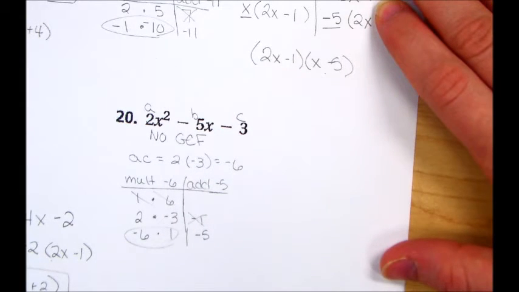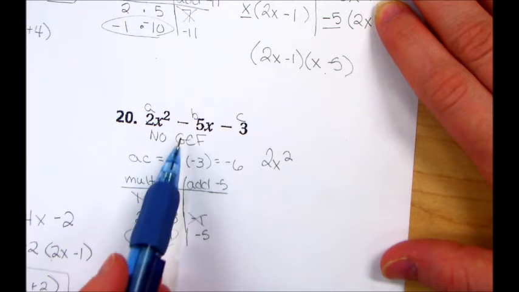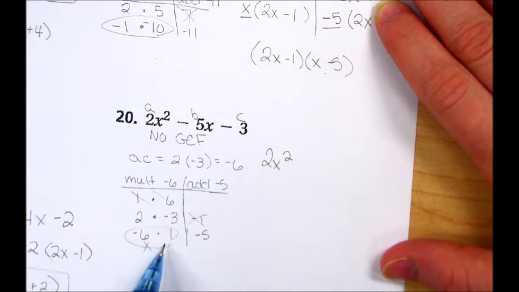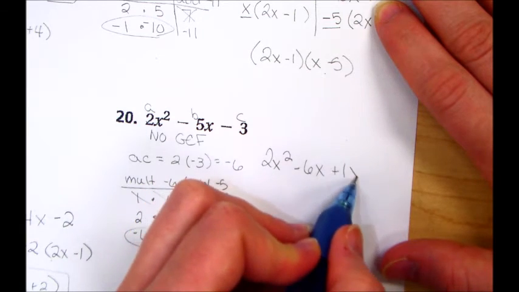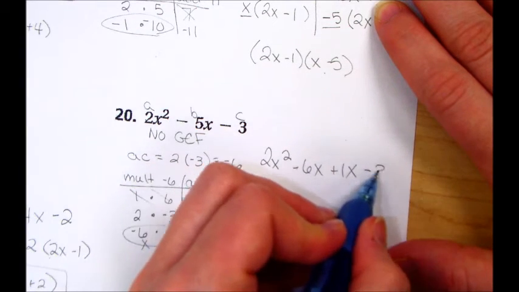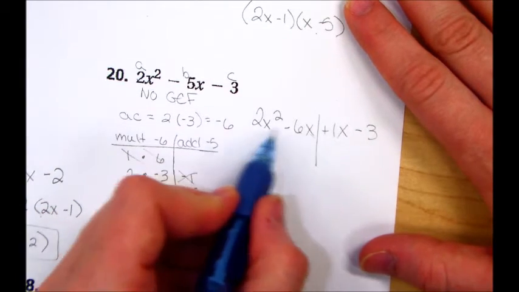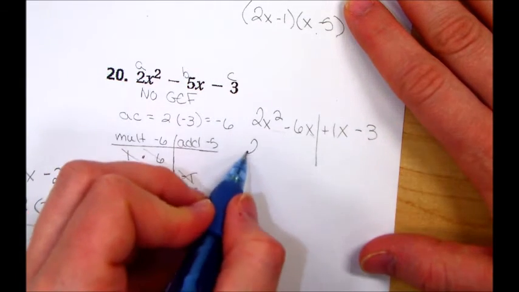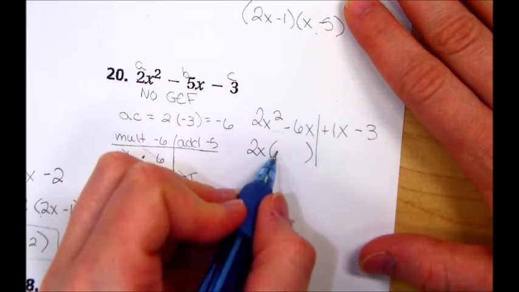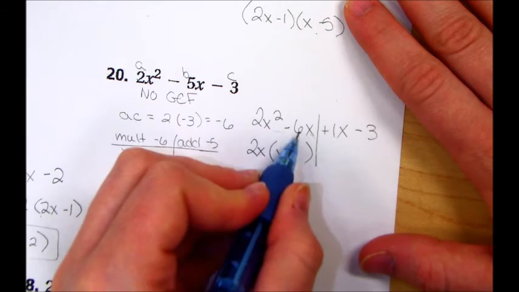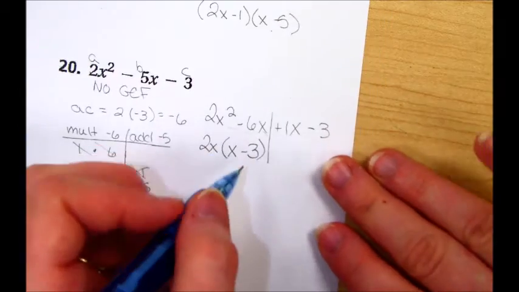It's time to rewrite. So keep your 2x squared. Do not write your negative 5x, but instead write these two with an x. So minus 6x and plus 1x, and carry that minus 3 over. Split your problem in half. The GCF of these two is a 2 and an x. When you divide by 2 and x, you're left with just x, and a minus, divide by 2 and x, a 3. You have to be pretty good at taking stuff out.